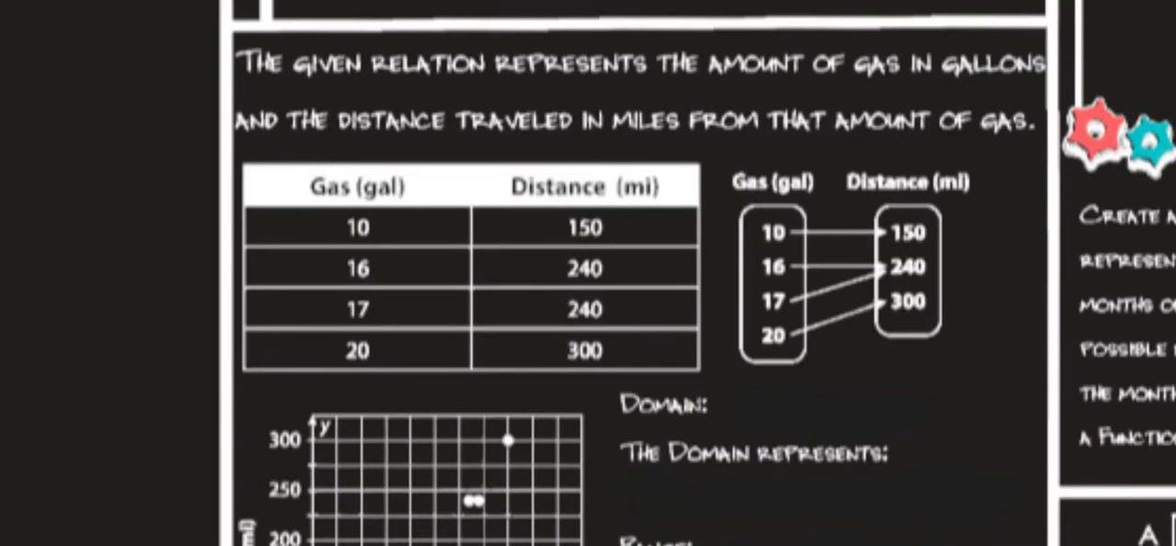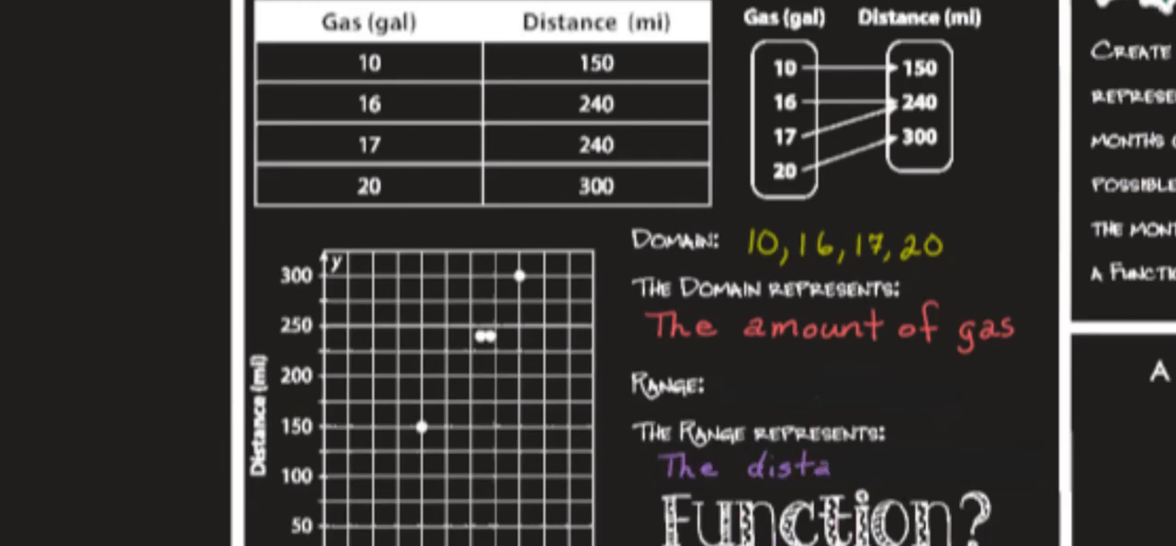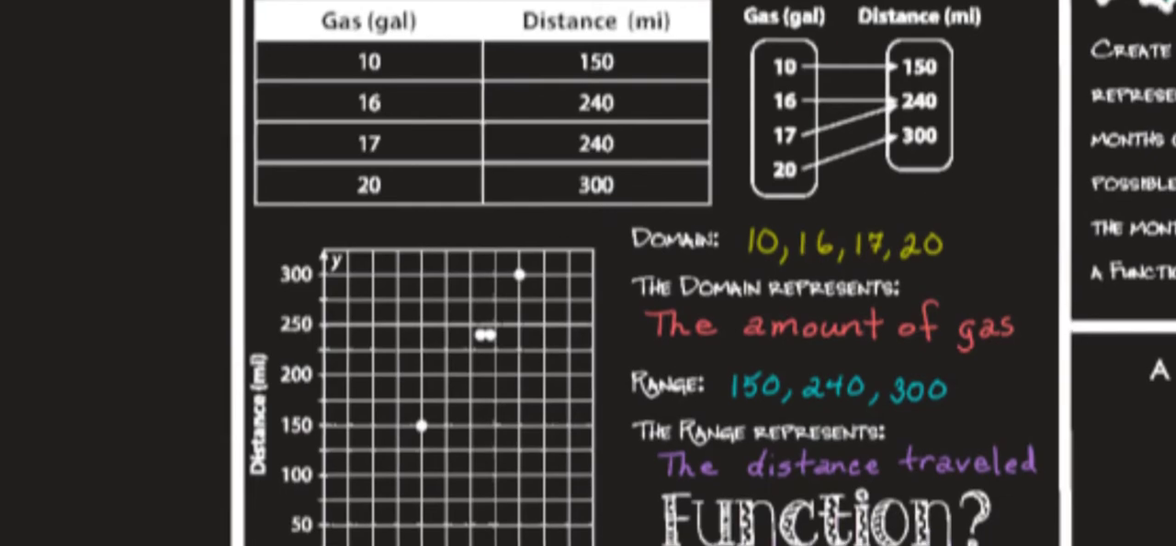The given relation represents the amount of gas in gallons and the distance traveled in miles from that amount of gas. We have a table, a mapping, and a plot. The domain represents the amount of gas, and our domain in this example is 10, 16, 17, and 20. The range represents the distance traveled. For this example, that is 150, 240, and 300.